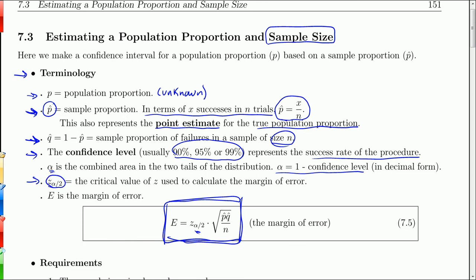And z sub alpha over 2, again, is just a name for a critical value of z. Essentially, it's called a critical value of z sub alpha over 2 because each one of these tails here contains alpha over 2 in terms of area. So z sub alpha over 2, there's a negative and a positive, right? So that's why it has such a funny name. And then E, the margin of error, is given by this formula. It's the critical value z sub alpha over 2 times the square root of the sample proportion, 1 minus the sample proportion over the sample size.